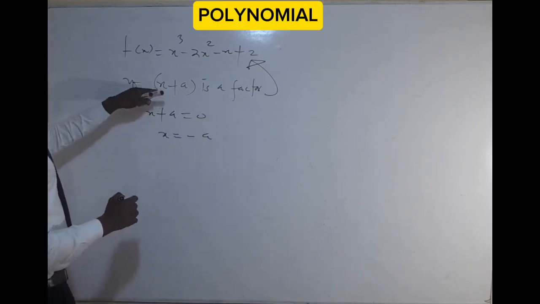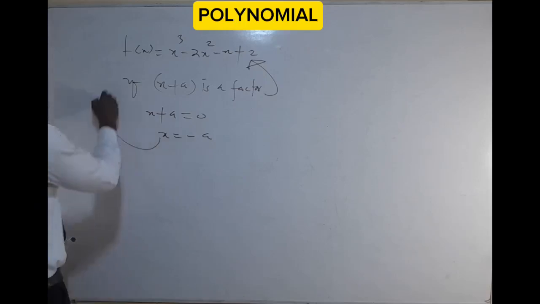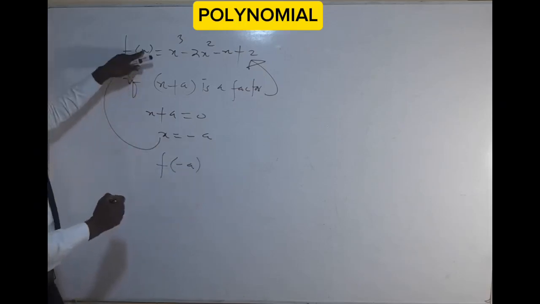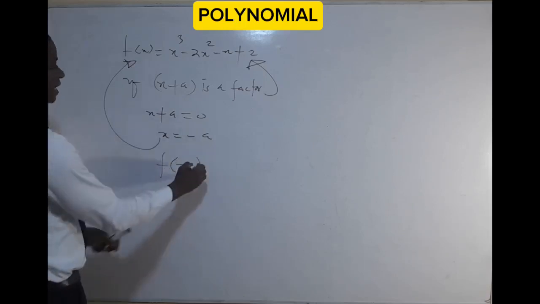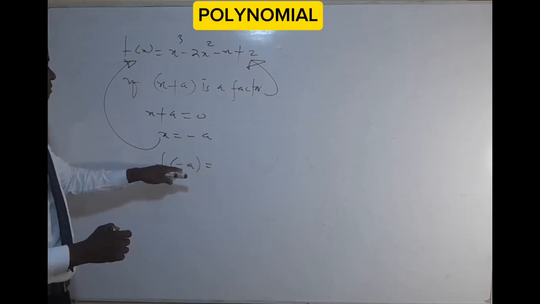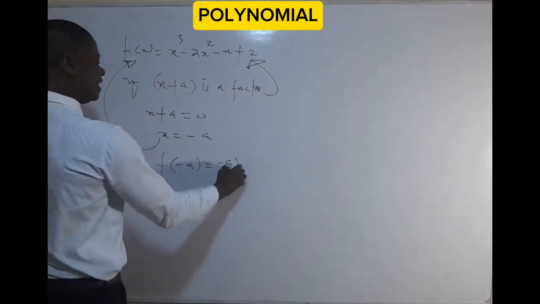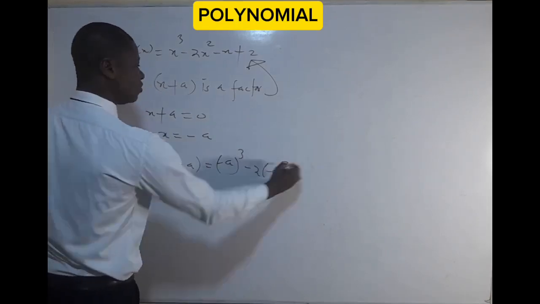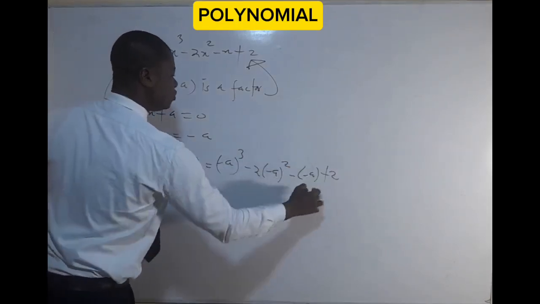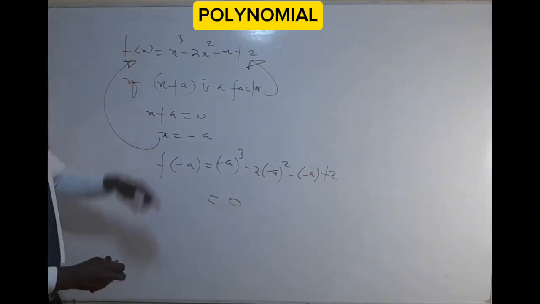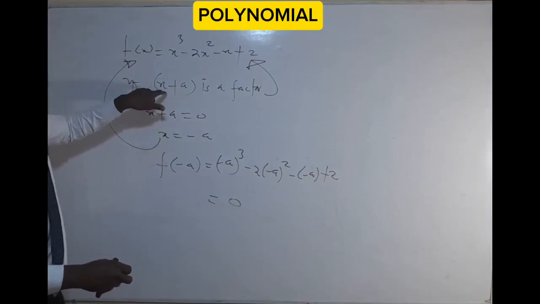Now, because this is a factor, it means that when you substitute x equals minus a in the function, that is f of minus a, because x is now minus a. So f of minus a means wherever you see x in the function, you have to represent that by minus a. So this should be minus a cubed minus 2 times minus a squared minus, already you have minus a here, plus 2. When you solve for this, you get 0. Why? Because the condition has been given that x plus a is a factor.